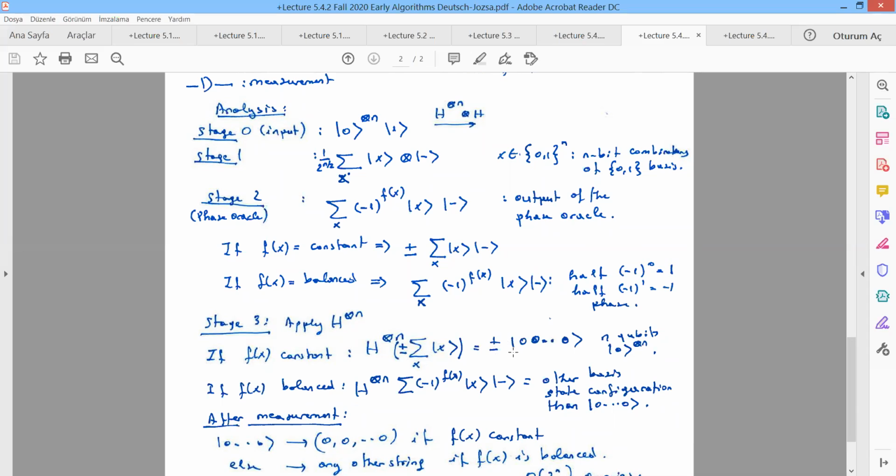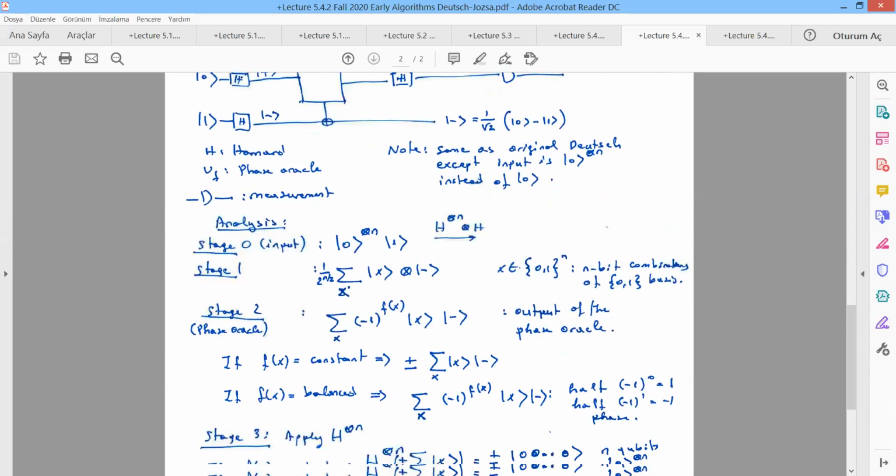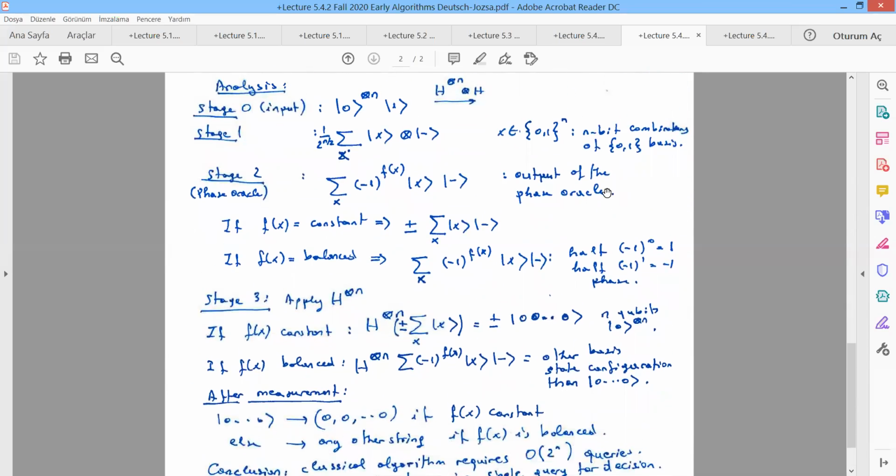So it is plus or minus ket 0, 0, 0. Because when you apply Hadamard on this linear superposition of ket x states, you obtain now your original input state, which was ket 0. And we also have the plus or minus sign in front. So when f of x is constant, in the output, when we do a measurement on this state, we obtain all zeros. After the measurement, we obtain all zeros if f of x is constant.